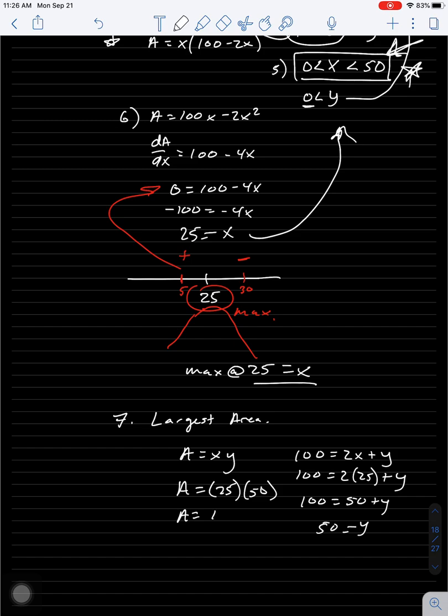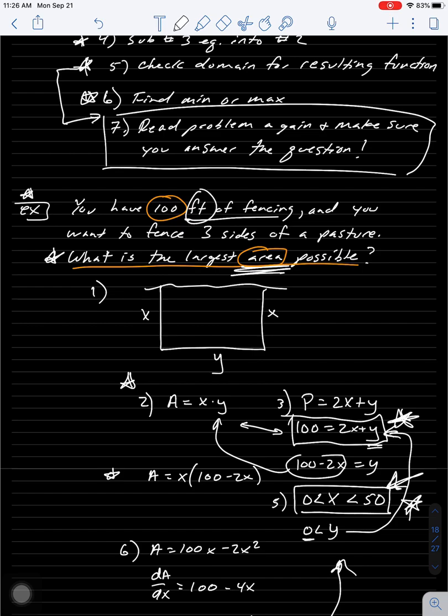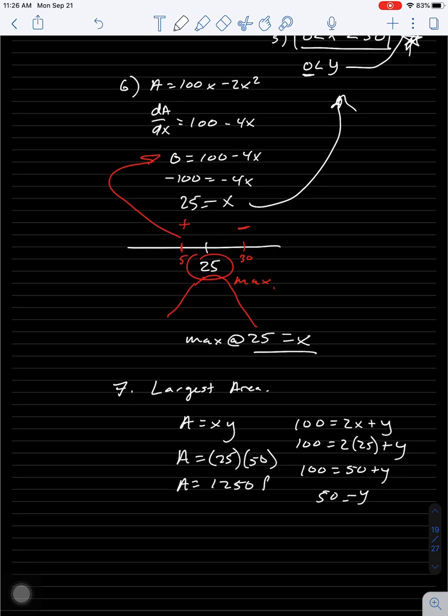Okay, so this ends up being 1,250. Did I put a label on here? Yeah, feet. So area is going to be feet squared. Area is always a squared label. Volume is always a cubed label. Length is always just the label without a power. All right, so that's how you do these problems. Let's take a look at one that's maybe a little more challenging.